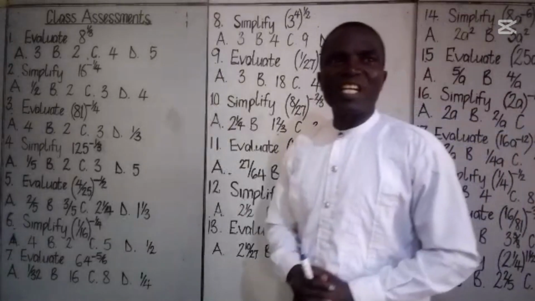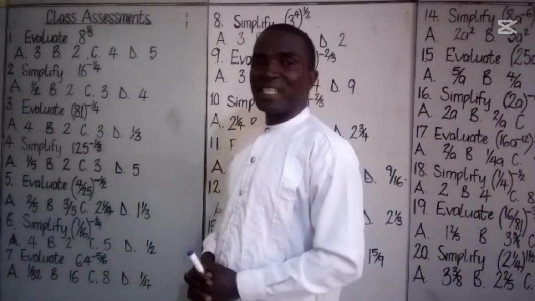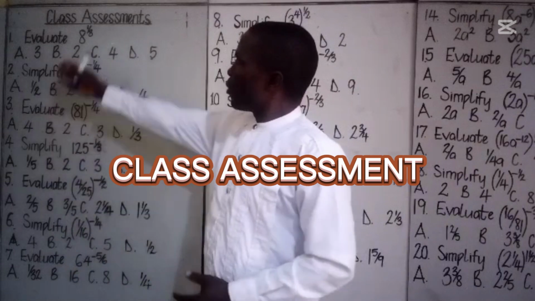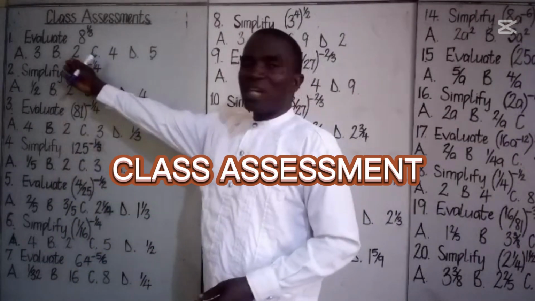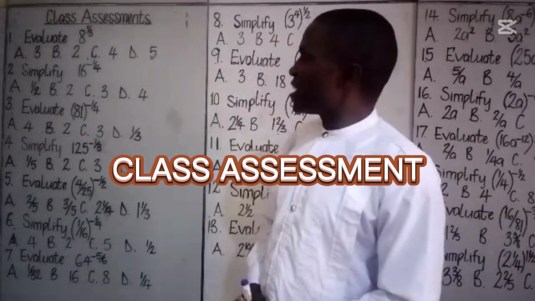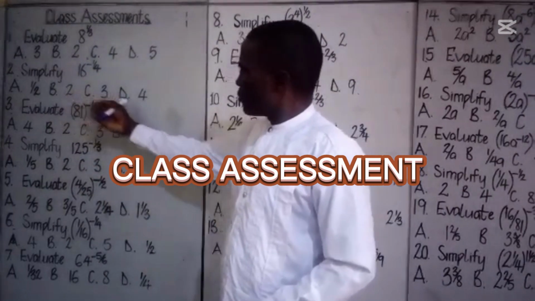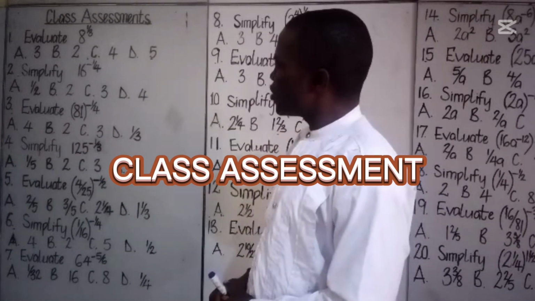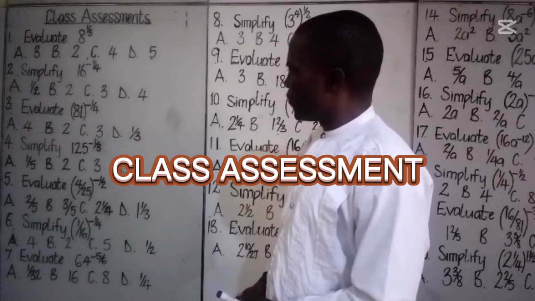As we bring today's class to a close, I would like us to go with this assignment, class assessment. Here we have number 1, evaluate 8 raised to power 1 over 3. Choose out of the option provided. Number 2, simplify 16 raised to power minus 1 over 4. Here are the options provided. Number 3, evaluate, brackets open, 81, brackets close, raised to power minus 1 over 4.